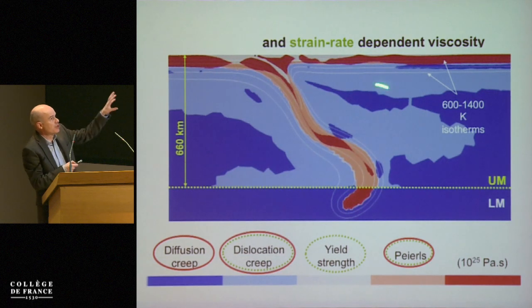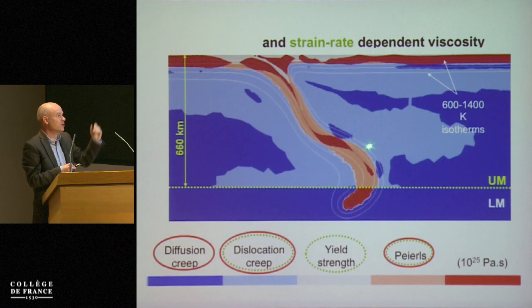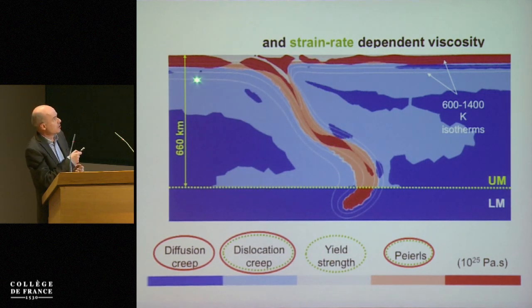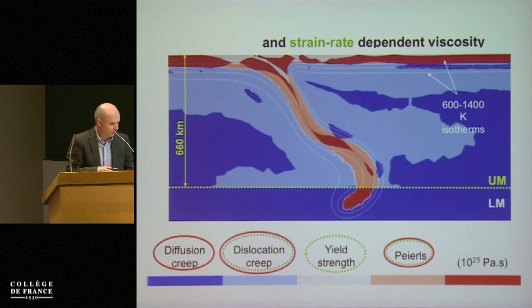So here's just one snapshot out of one simulation, and what I'm picturing here is the dominant deformation mechanism at any one moment in time. All of these are actually playing a role, in principle, in the whole domain all the time. Clearly we're seeing dislocation creep around the edges of the subducting plate, and beneath the plates, diffusion creep, yielding close to where the bending and the weak zone is, etc.